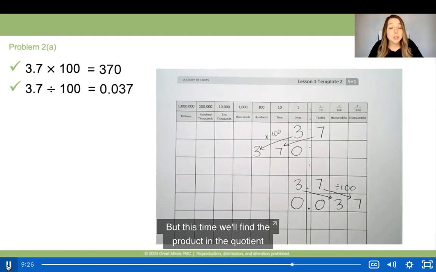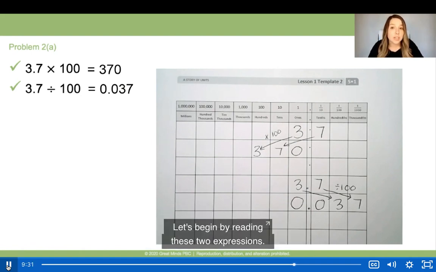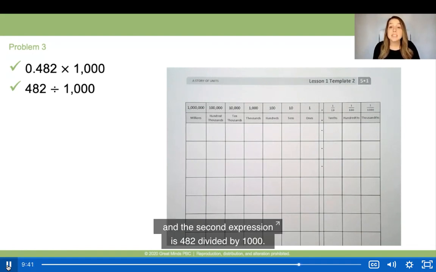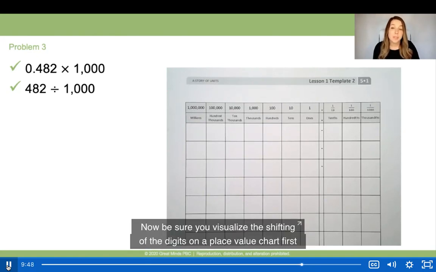Let's move into our last 2 problems together. But this time, we'll find the product and the quotient when multiplying and dividing by 1,000. Let's begin by reading these 2 expressions. The first one is 482 thousandths times 1,000, and the second expression is 482 divided by 1,000.